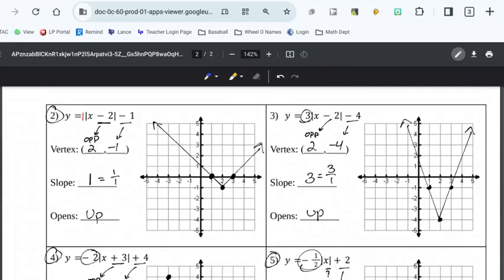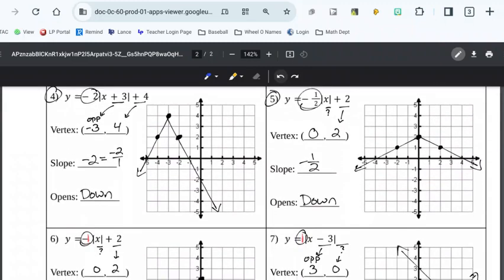All right, welcome back. Let's take a look at number 3. So the value for h, for the x value of our vertex, is -2 in here, but we do the opposite, so it becomes a positive 2. Then k just stays exactly as it is, which is -4. And then our slope is 3, or 3 over 1. So we plot our vertex. It's going to open up because the value of our slope is positive.